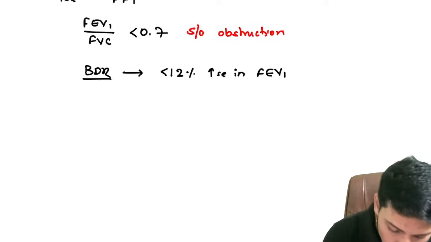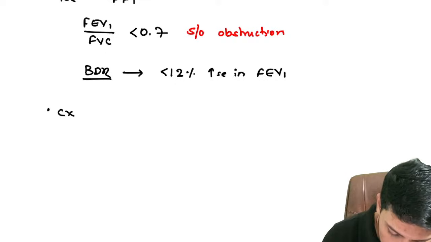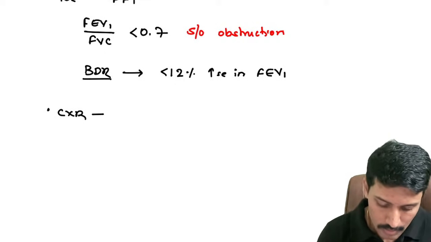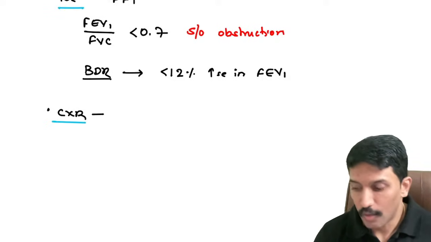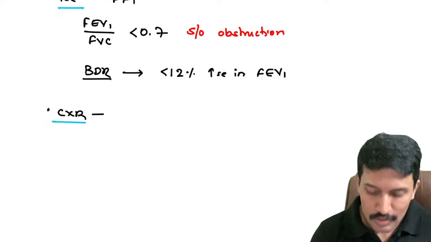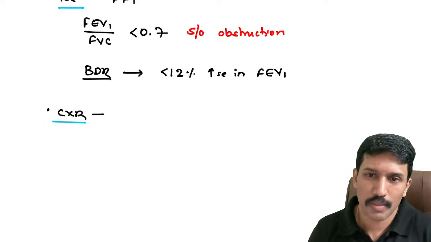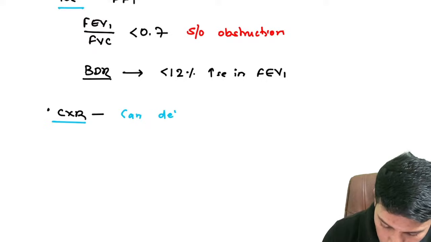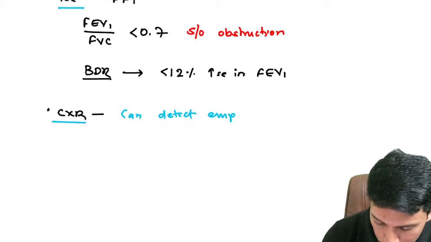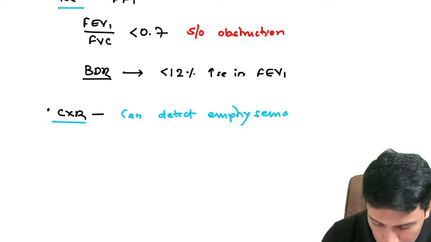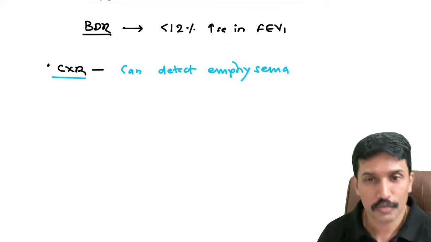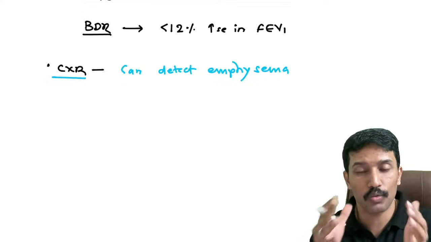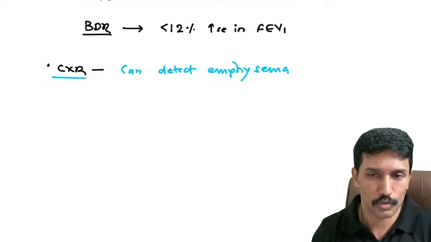Now, it is also wise to write one or two sentences about the chest X-ray in COPD. What are the findings we are going to get in COPD on the chest X-ray? Chest X-ray is not good for detecting chronic bronchitis, but it is good for detecting emphysema. What are the findings we will get? Emphysema means irreversible dilatation of the alveoli. More air is trapped in those irreversibly dilated areas of the lung.